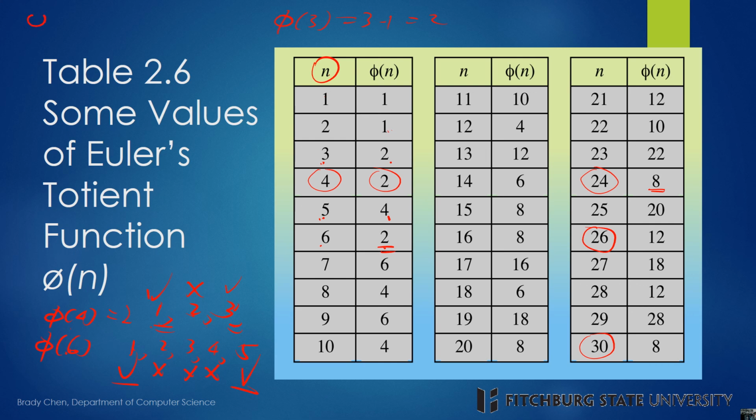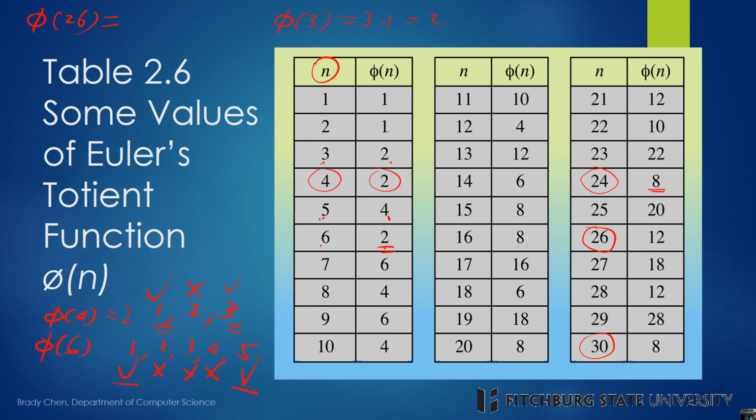Now phi of 26. How can we do this? By definition, we need to check 1, 2, 3, 4 all the way to 25 to see whether 1 is relatively prime to 26. Yes. 2 is relatively prime to 26? No. 3 is relatively prime to 26? Yes. So we can always check each individual one from 1 to 25, right? But there's a better way.